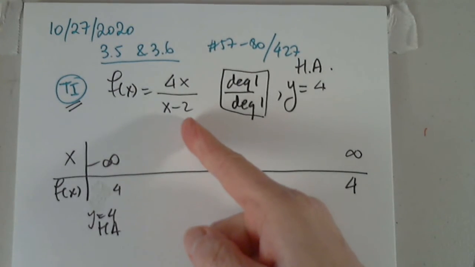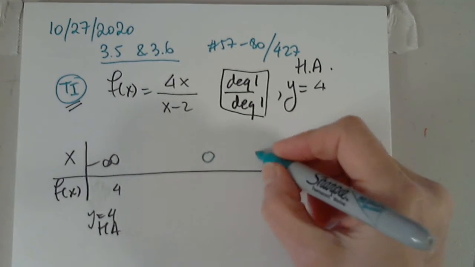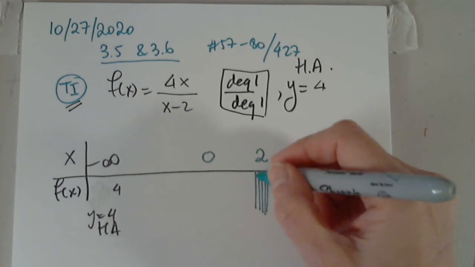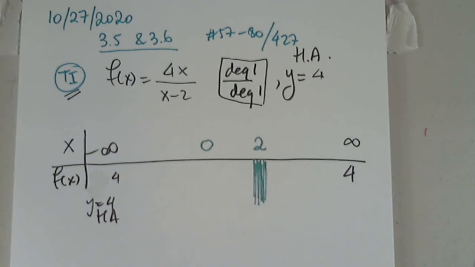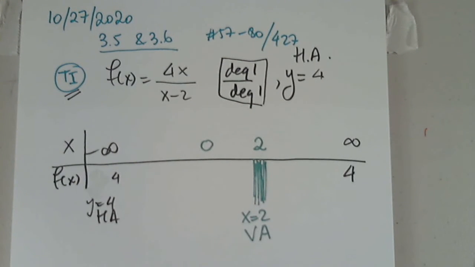Where is this function undefined? What x value? We can never plug in this function because we're not going to get an answer. Very good. So 0 has to be in the middle, and 2 is to the right-hand side of 0. And this means that I cannot put a number underneath 2. I will write that x equals 2 is automatically a vertical asymptote.